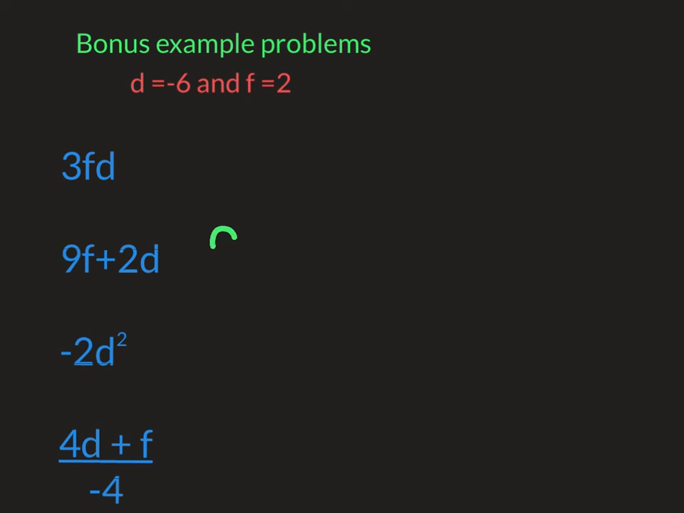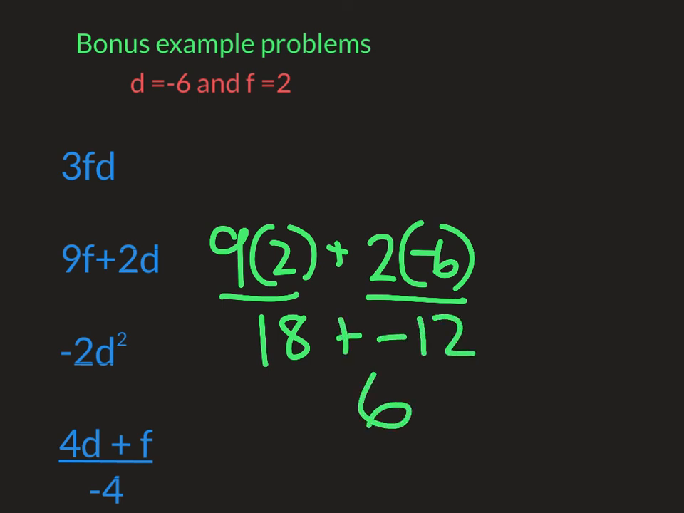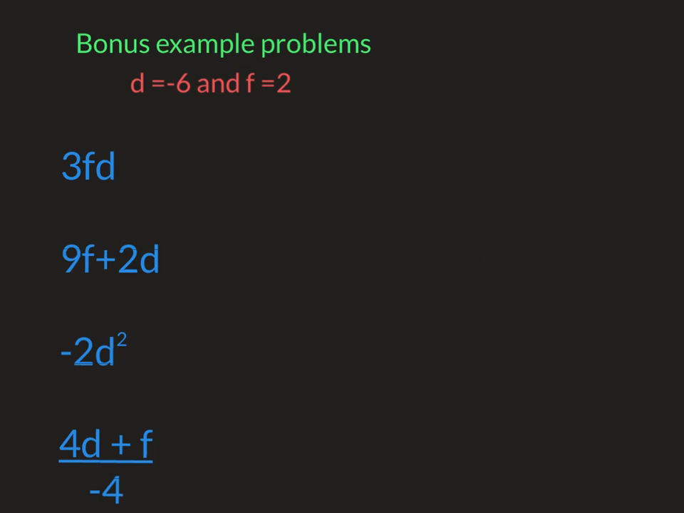Next one, I would have 9 right next to a 2, plus 2 right next to a -6. Again, order of operations, I'm going to multiply. I get 18. I'm going to multiply. One negative makes that negative. I get -12. Then I add them. They have different signs, so they fight, and the positives win it by 6.